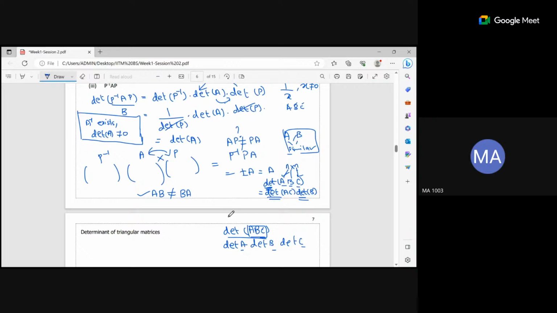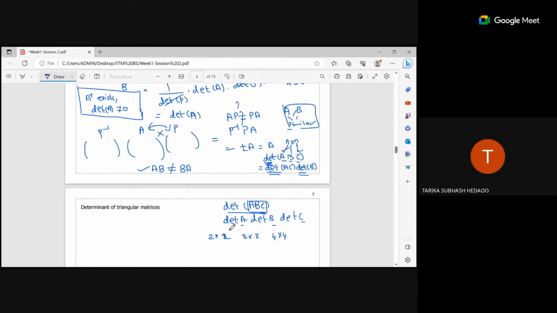Let's say A is 2 cross 2, B is 3 cross 3, and C is 4 cross 4. Definitely we cannot multiply the matrices. But if the question is asked, can we multiply the determinant of A and the determinant of B? Then of course we can multiply, because they are just numbers. Multiplying numbers is not a problem, but this property will not hold.